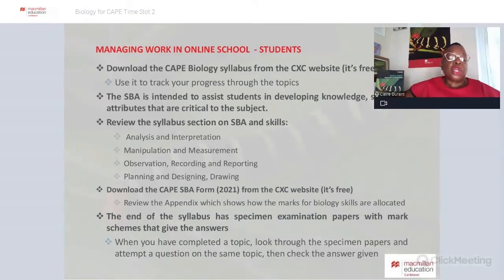So, what I suggest is when you have completed a topic, just have a look through the specimen paper and attempt a question on the same topic, and then check the answer that is given at the end of the syllabus, and it would give you an idea of if you are on the right track or if you need to go ahead and review the information once again with your teacher or with your friends to see if you can understand where you have gone wrong.